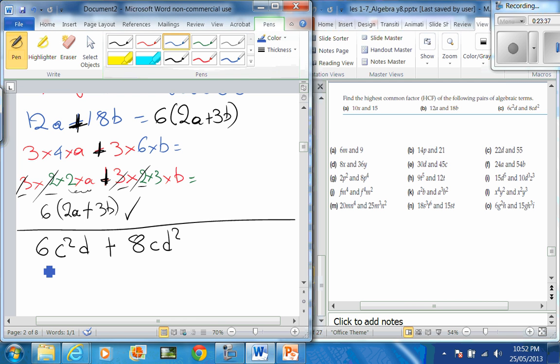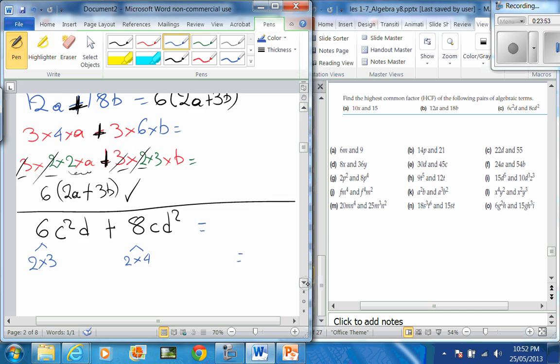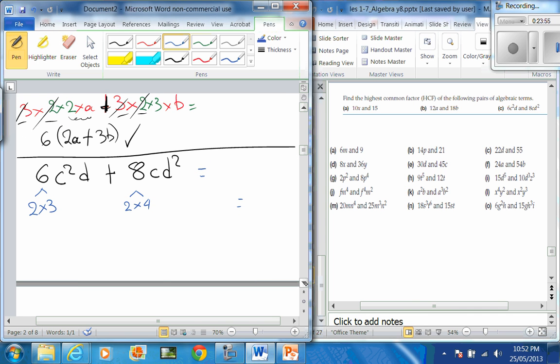Let's open this first. This will become 2 times 3. And this will become 2 times 4. Perfect. So, do you have any clue what will be left outside now? Yes. That's what will be outside of the brackets. 2. And I'm opening the brackets already.